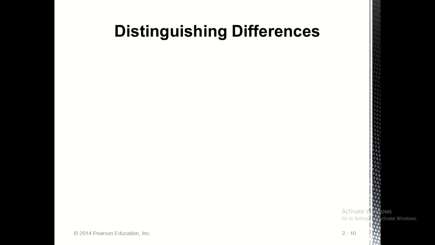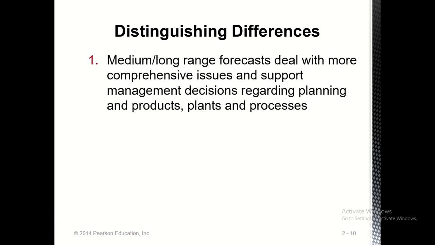Okay, so, distinguishing the differences. Medium or long-range forecasts deals with more comprehensive issues and support management decisions regarding planning and products, plants, and processes. Okay, kailangan man dyan gihapon pangandaman para ma-attain ang mga forecasting nimo. That's why, kailangan og mga comprehensive na support and then mga report pod para ma-address ang pag-attain sa katong imuhang gi-set na plan and then gi-forecast pod nimo.